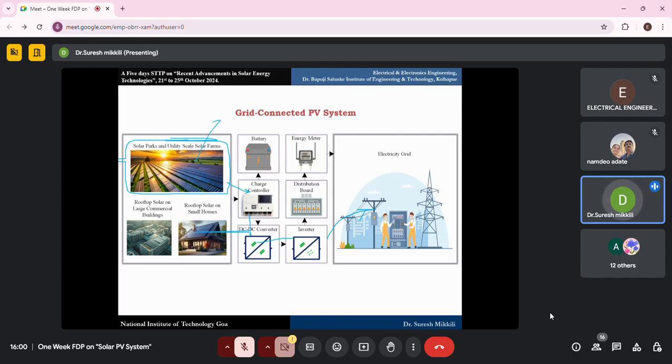One is utility level. In the utility level, solar parks are connected and directly giving to the grid. Second one is rooftop on the commercial buildings. If I consider rooftop on the commercial buildings, what is happening?